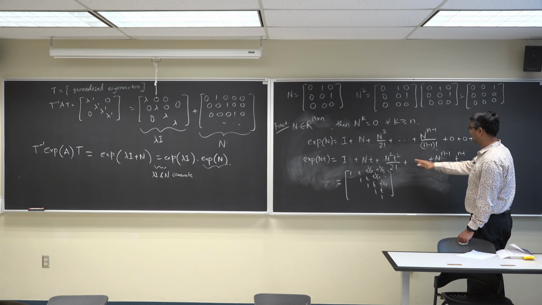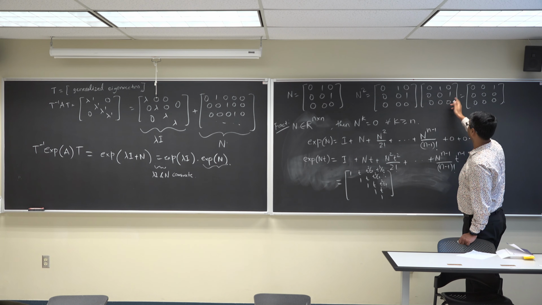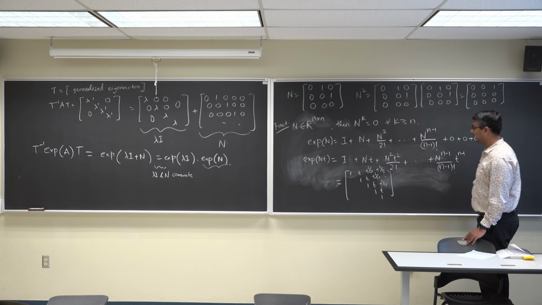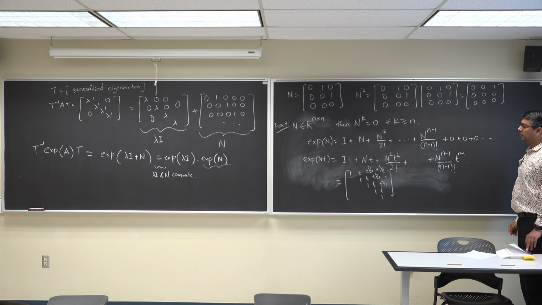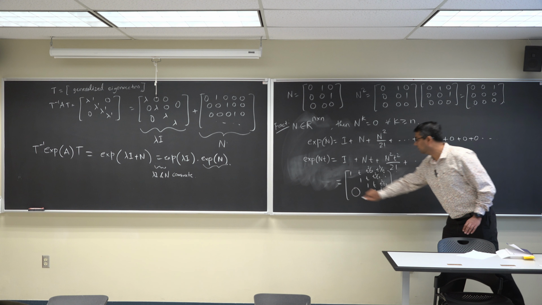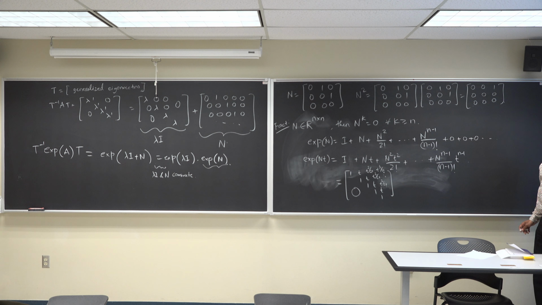Because remember, each of these matrices N contains only 1s. So essentially, it's just T square over 2 factorial at appropriate locations within the matrix. So T raised to k over k factorial is what you have to put within the matrix. And it's going to be 0 in the lower diagonal terms.